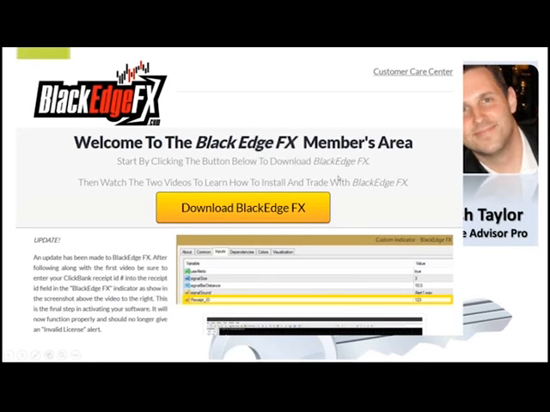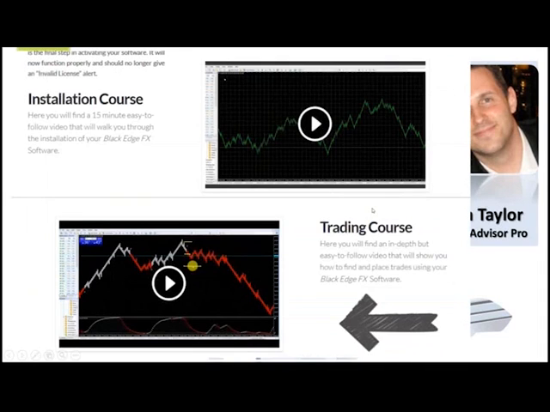You can download the software. It's going to have information here about how to activate. So you get your activation code and pop that into your software. Then you'll scroll down a little bit here, and it's going to take you through a quick installation course. It's super short, about 15 minutes. It's going to show you how BlackEdge is super, super easy to install, and then we take you through a training video that shows you how to use it.